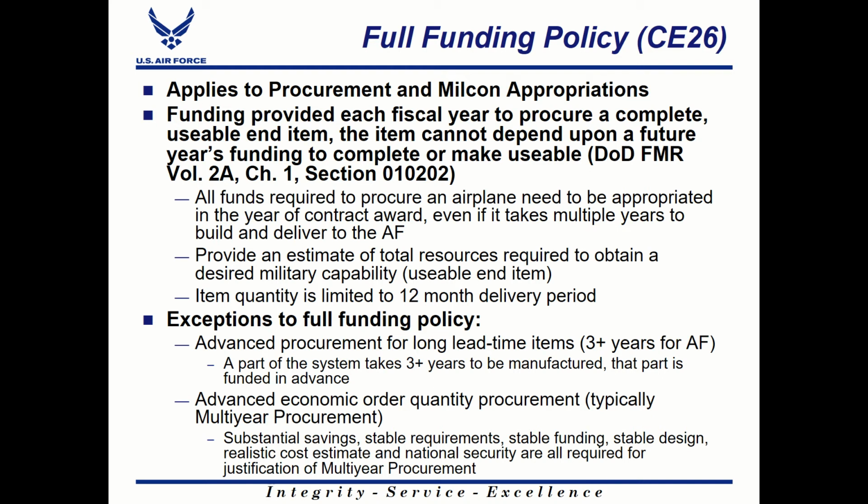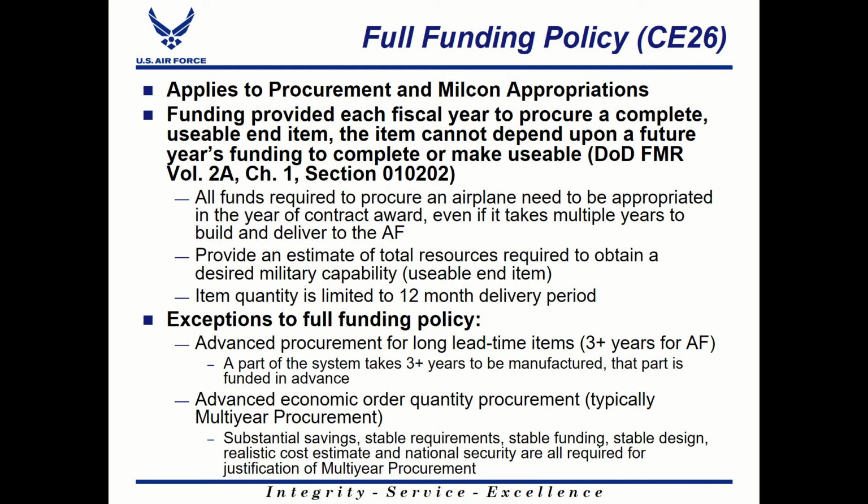There's also a requirement that we only order as many items as can be delivered within a 12-month period. So there's a limit to the number of items we can buy as well, based on what we can accept or what can be delivered to us. So if the using command says they can only accept 8 things a year, then we are limited to ordering 8 things a year. So just to give some more examples of full funding policy.